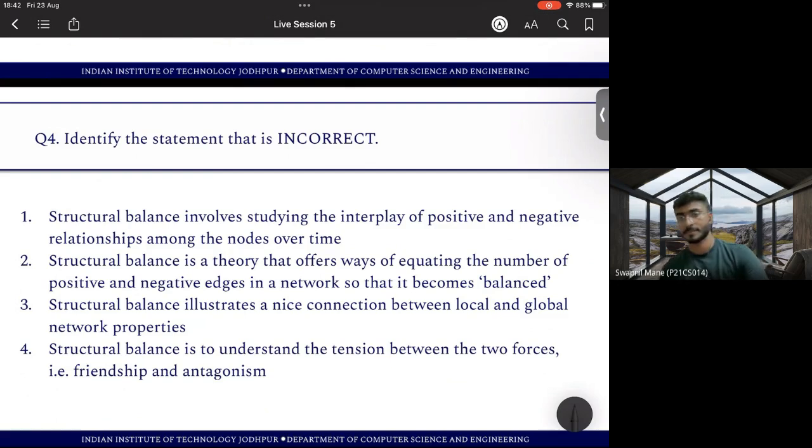Anyone? Okay, I will read. We are now at question 4.